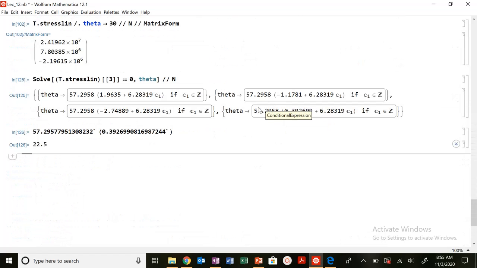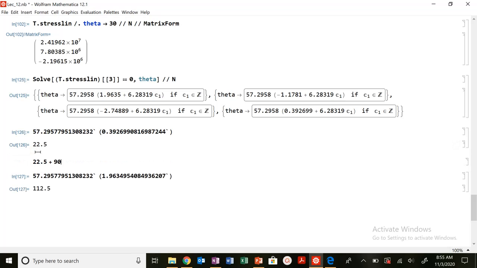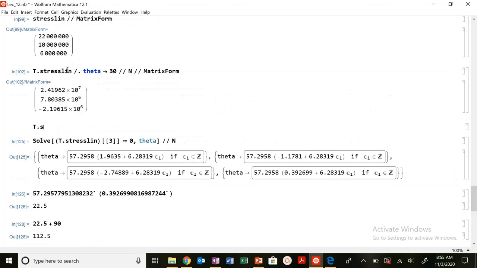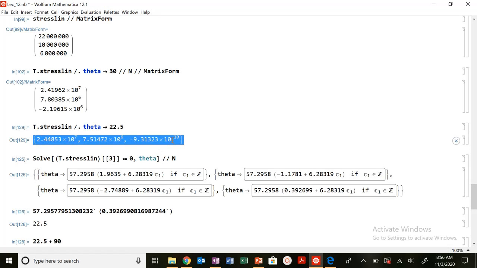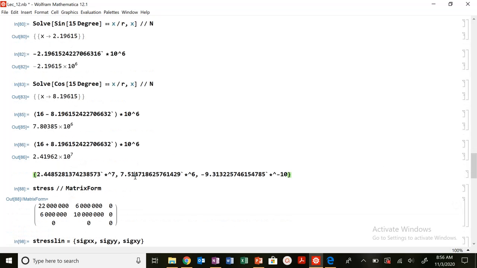Now you might be asking about some of these other values here. It's just circular symmetry, and angles in circular symmetry are related by this 90-degree rotation. So 22.5 plus 90 will give me that degree right there. If I want to find my principal stress state now, all I do is T stress lin slash dot theta goes to 22.5, and that's it. So these are my principal stresses. Let's go ahead and double check it. This is pretty much 0, but let's double check it. These were our sig 1s and sig 2s. So 7 point there, 2.4, approximately there, and we are good to go.